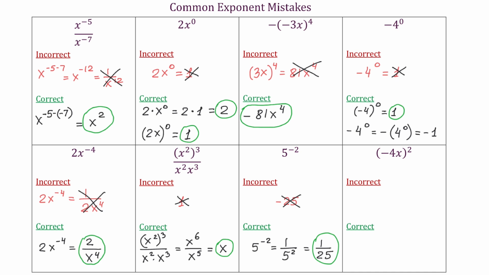This expression has a negative number, so the answer must be negative 16 x to the 2nd power. But this answer is incorrect. Negative 4 is in parentheses, and when we raise negative 4 to the 2nd power, we multiply negative 4 by another negative 4. And this makes positive 16 times x to the 2nd power.